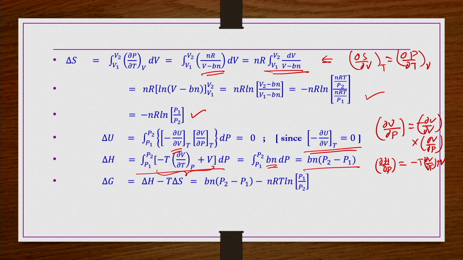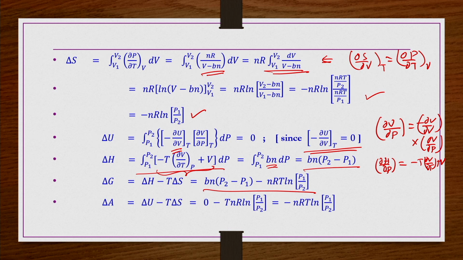Then finally, ΔG is nothing but ΔH minus TΔS. So, you substitute, and then you will get the final ΔG expression. And ΔA is nothing but ΔU minus TΔS. ΔU you already calculated, ΔS you already calculated. So, substitute here and you get ΔA, simple and straightforward.